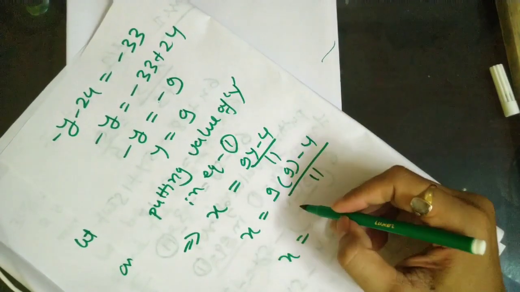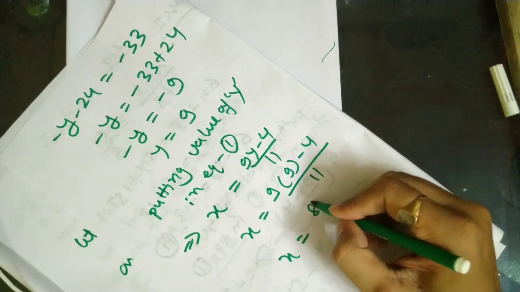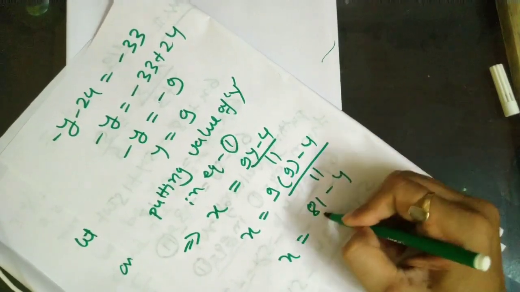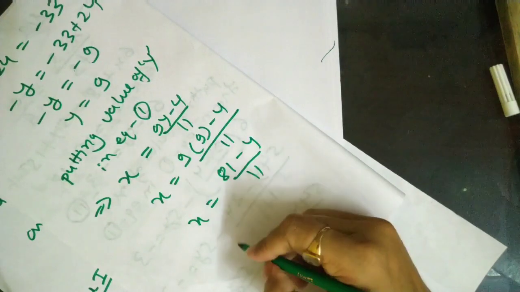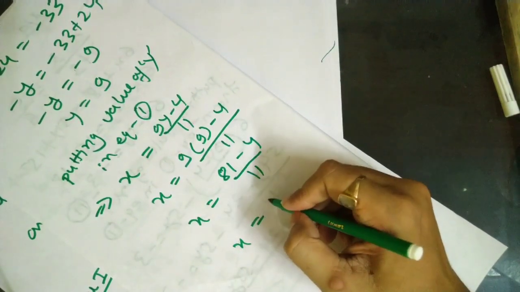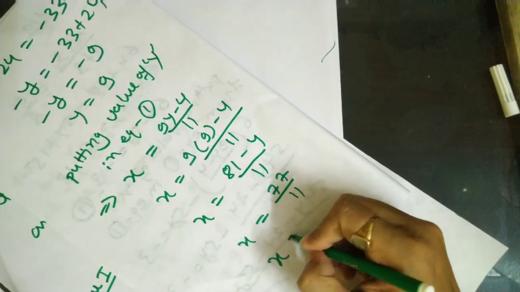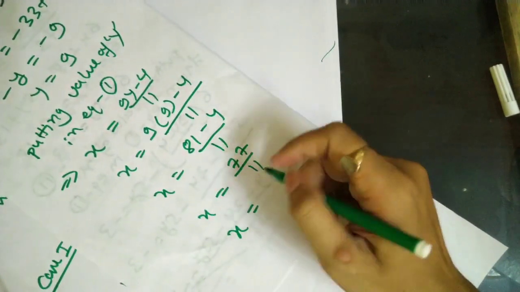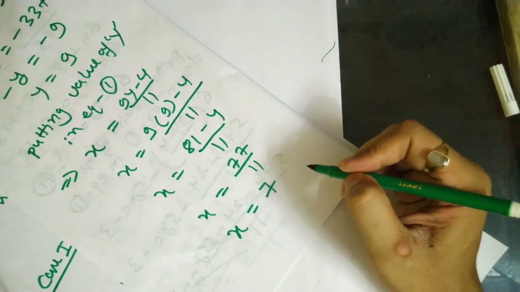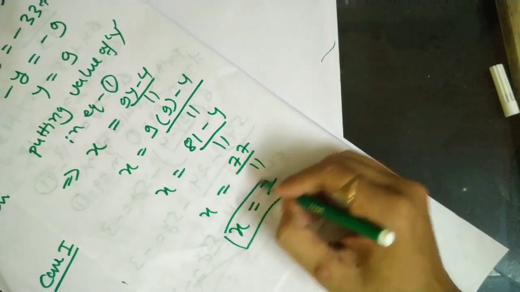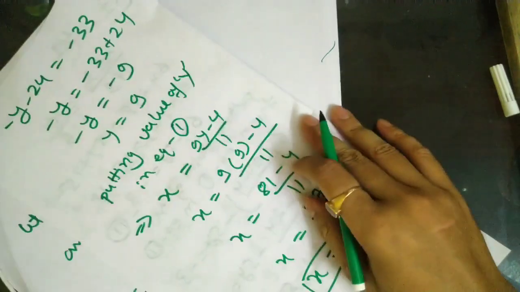From here we can get the value of x. 9 into 9, 81 minus 4, divided by 11. So x is equal to 77 by 11. Ultimately we can get the value of x, that is 77 by 11 is equal to 7. So we have got the value of x and y.